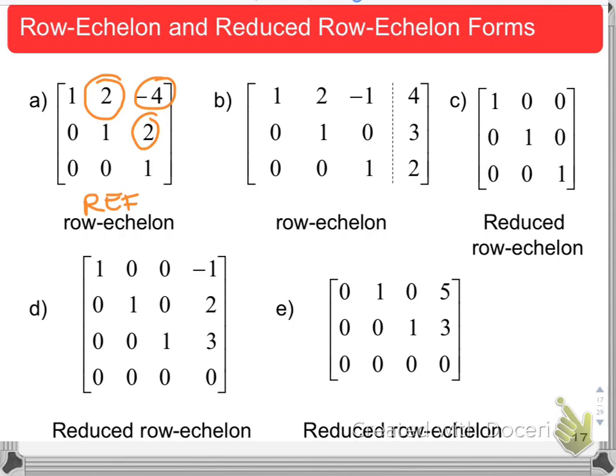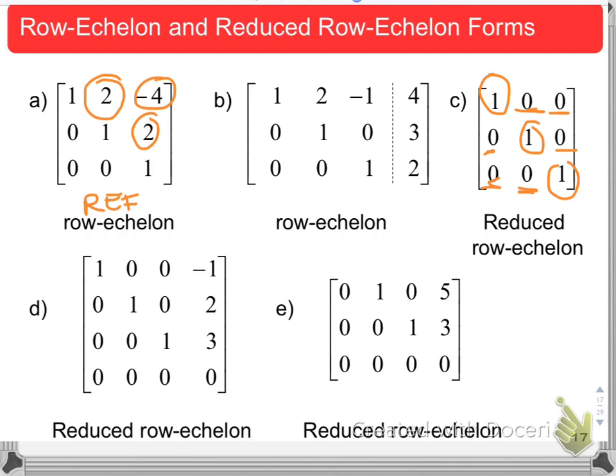Okay. C is in reduced row echelon form, which means it's definitely in row echelon form. So just check yourself to make sure those three conditions are met. And then check why it's in reduced row echelon form. Well, here are our leading ones, and above and below each of the leading ones are zeros. I hope that makes sense.